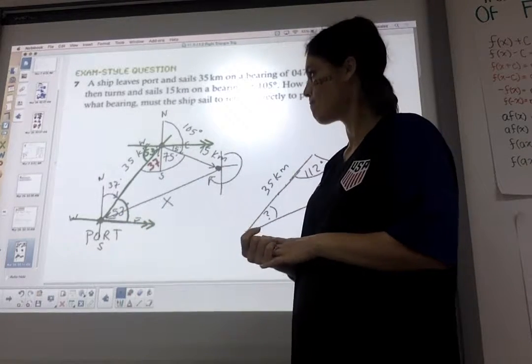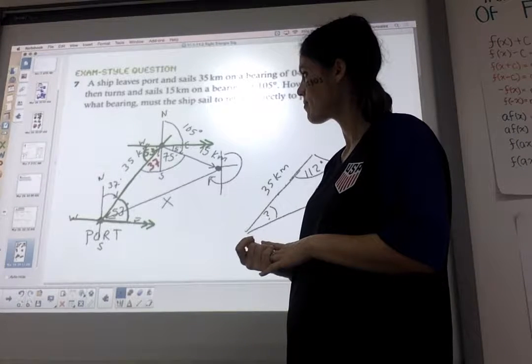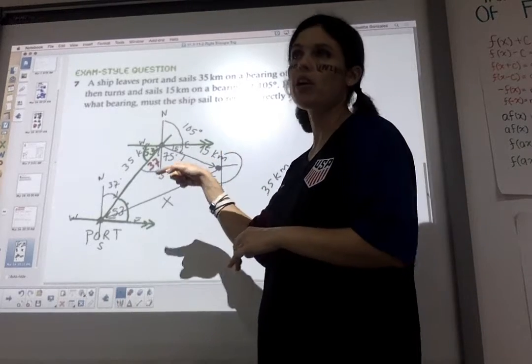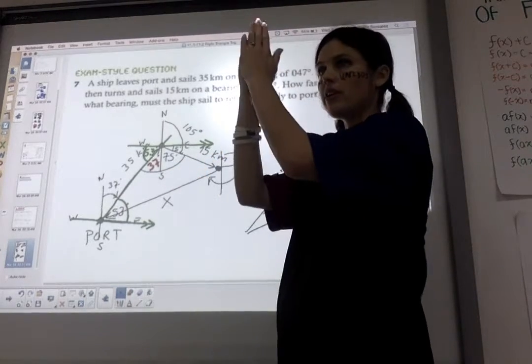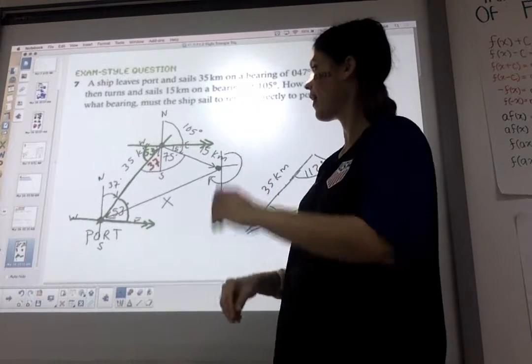But why does the degree start from what? Because that's how we define a bearing. It goes from north at 0 degrees clockwise.